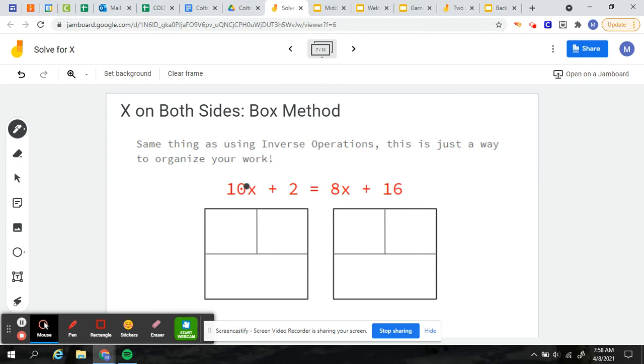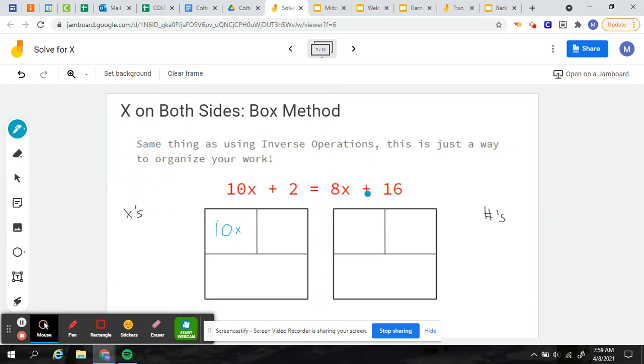All right, so you'll see we have this example here. You have an x on both sides, just like we did, and we're still using the concept that we want all of our x's on the left, and we want all of our numbers to be over on the right. So let's start by looking at what numbers can stay where they're at. The 10x is already on the left. That's already on the correct side, so I'm going to put that in that first box.